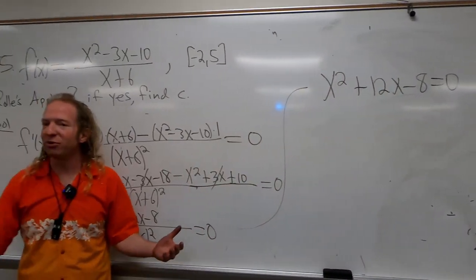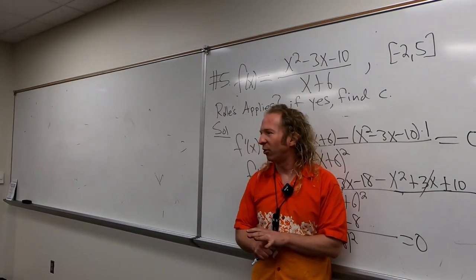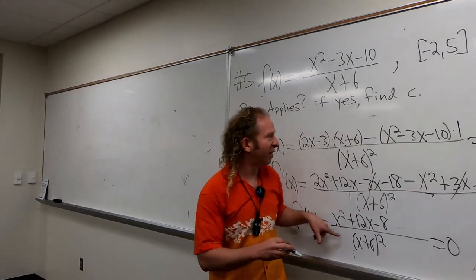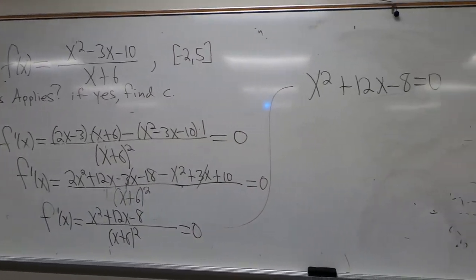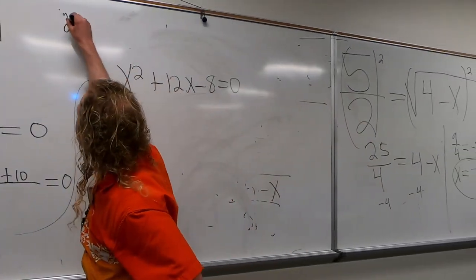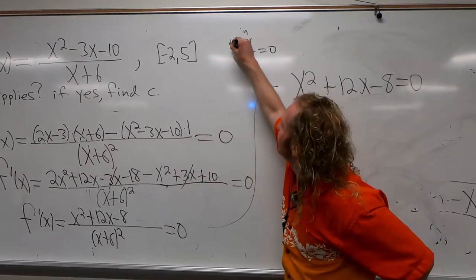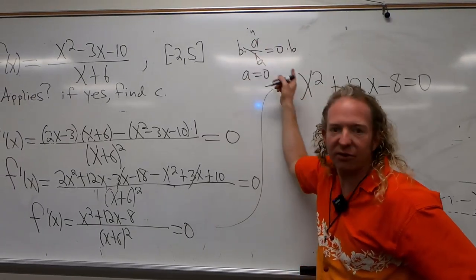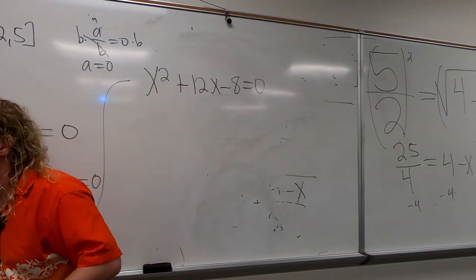So we have a choice. We can use the quadratic formula or we can complete the square. What do you all want to do? What happens to the x plus 6? It goes away. So basically, whenever you have a fraction equal to 0, you can think of it like this too. If you have a over b equal to 0, you can always just multiply the whole thing by b. So you do this, and then you just get a equals 0. So the top just becomes 0. So same thing here. We're multiplying by x plus 6 squared on both sides.